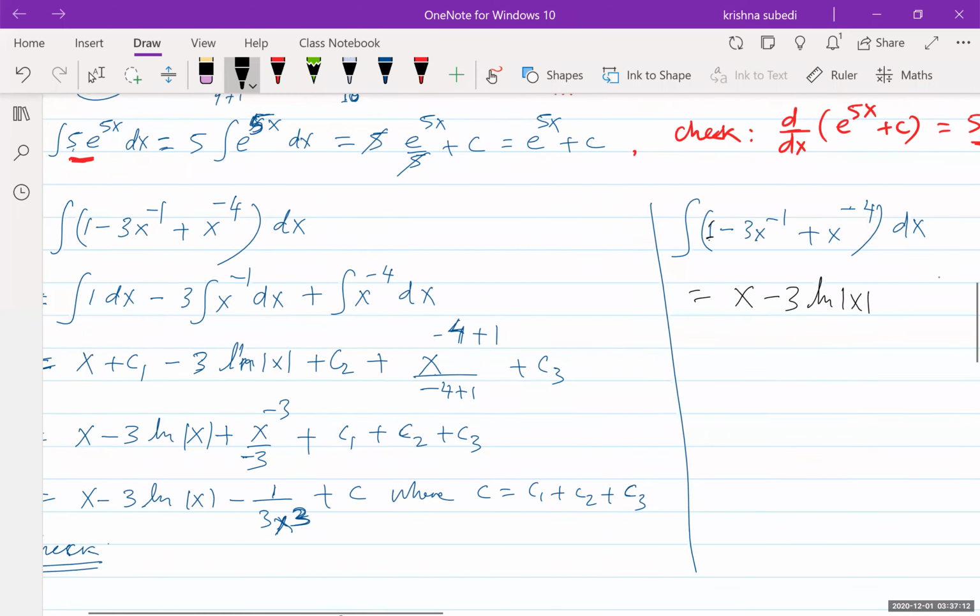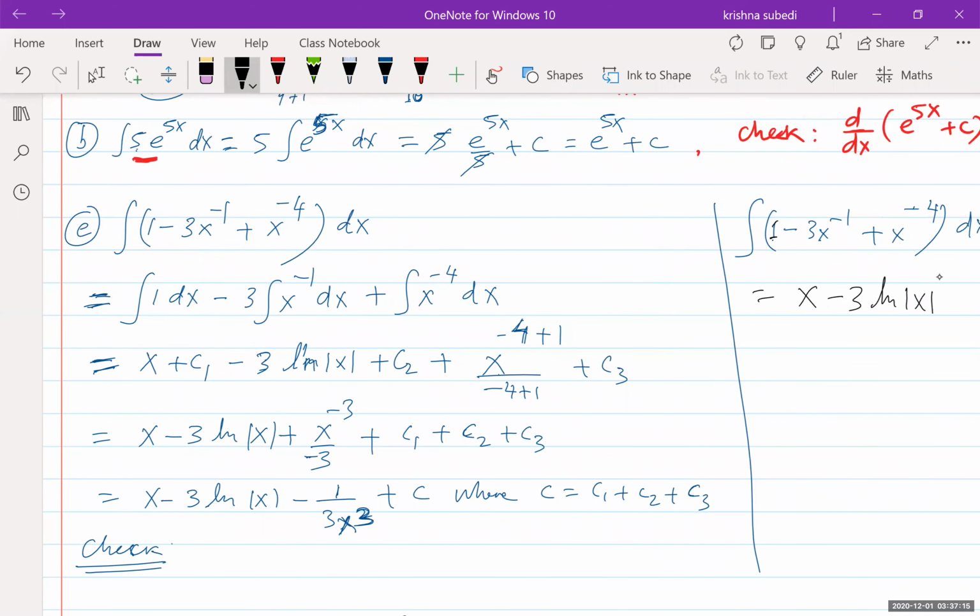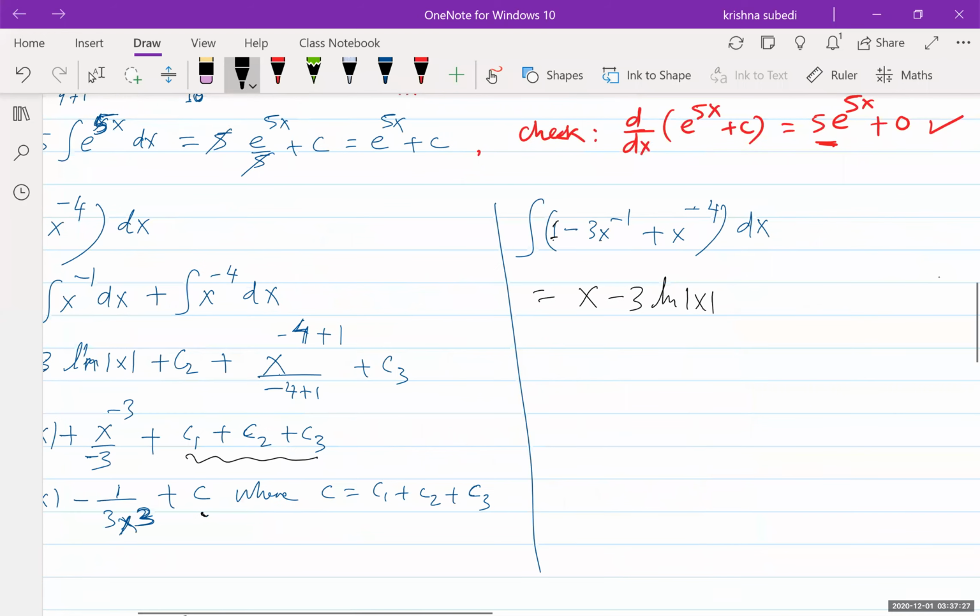Okay, you see, even if you have c1, c2, c3, at the end of the day, all of these are constants, so you can change those into another constant. So you don't have to write c1, c2, c3. We just write c at the end to make life easy. So I know that c1 is coming there, but I'm not going to write it. I just write the constant at the end. So the antiderivative of x power -1 is ln x. And then the antiderivative of x power -4 is x power -4 plus 1 divided by -4 plus 1 plus c at the end. That's it.